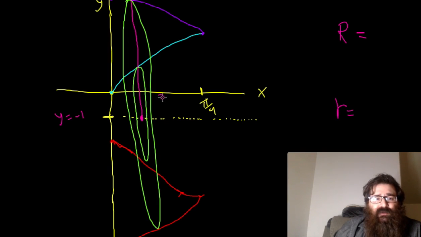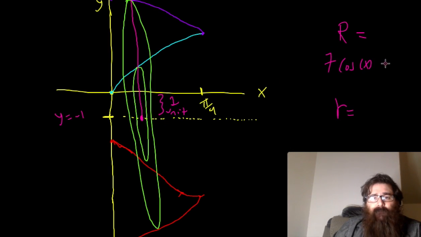I have this extra distance of 1 unit because I had moved my mirror to y equals -1. So it has to travel a bit further. So it isn't just 7 cosine of x. I have to travel 1 extra unit. So my outer radius is 7 cosine of x plus 1, because I have this extra 1 unit of distance that I have to travel.